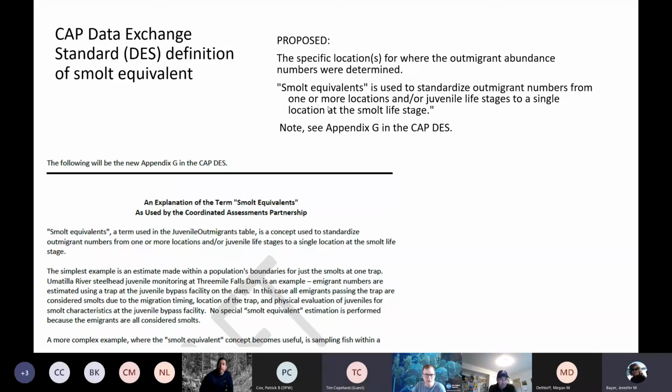Yeah. We can fix the grammar. I think smolt equivalence is defined by this, right? Yeah. And this concept part starts with the word standardized. So for today, is that concept correct? Yeah, we're talking about the concept. Does everybody understand it? Does everybody agree that that's a good thing to use? And does everybody think for their fish that it is useful where it's called for in the DES right now?